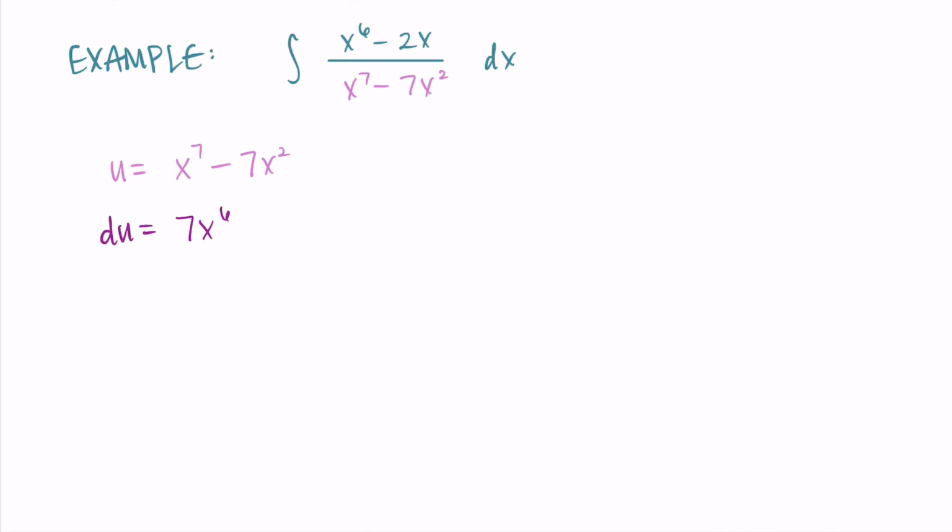So here I'm going to take the derivative of u. I'm getting 7x to the 6th minus 14x dx. And I need to figure out where this is in my integral. So I'm sort of close. I see the x to the 6th and the x, but my coefficients are wrong. So what we need to do is make those coefficients on the x to the 6th minus 2x work for us, because we have 7x to the 6th minus 14x.